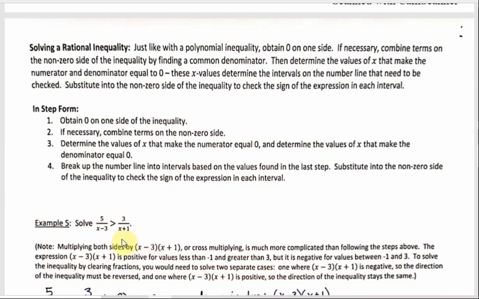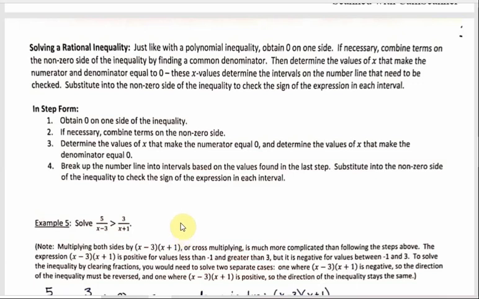Or with something like this where it looks like you could cross multiply, that's also a bad idea and it'll make things more complicated. What you want to do is put everything on one side of the inequality. It doesn't matter which side. Just get everything on one side with a 0 on the other. Then, the side that doesn't have a 0 on it, you want to turn that into one single rational expression, which would involve getting a common denominator and then combining the numerators together.